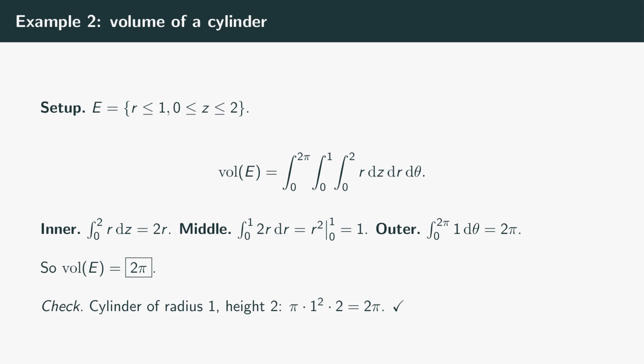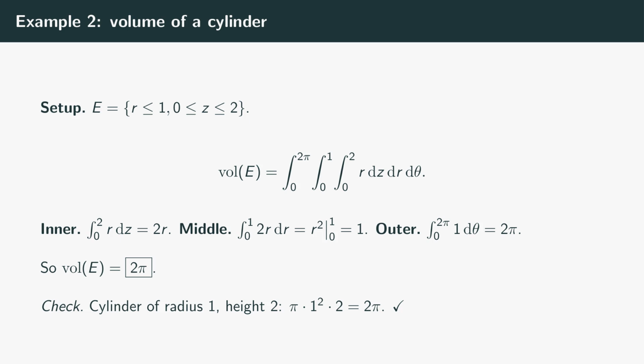Quick demo of cylindrical coordinates in action. Compute the volume of the solid cylinder where r is less than or equal to 1 and z runs from 0 to 2, a unit radius cylinder of height 2. The volume is the triple integral over E of 1 dV, which in cylindrical becomes the integral from 0 to 2 pi, of the integral from 0 to 1, of the integral from 0 to 2, of r dz dr d theta. Don't forget the Jacobian r.